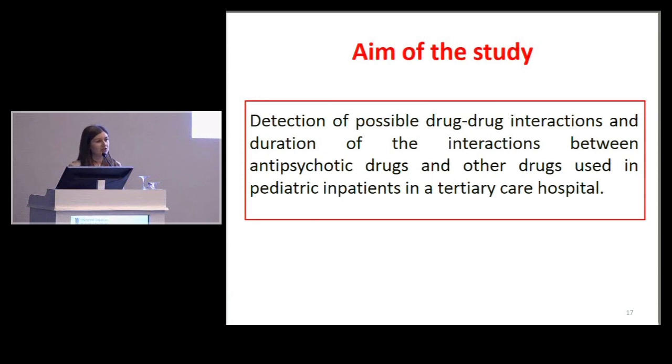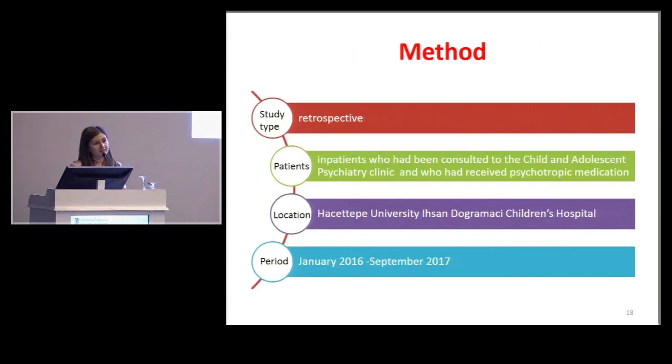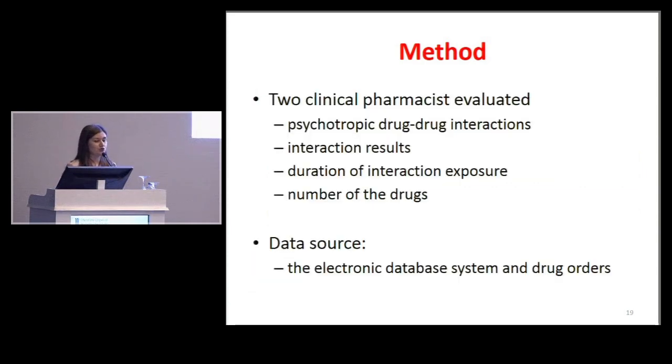And the aim of the study was to detect the possible drug-drug interactions and duration of the interactions between antipsychotic drugs and other drugs. The method was a retrospective study in patients who had been consulted to the Child and Adolescent Psychiatric Clinic and who had received psychotropic medication. The inclusion criteria was that the patient should be using a psychotropic medication. Hacettepe University, İhsan Doğramalı Children's Hospitals, all departments, and it lasted about a year.